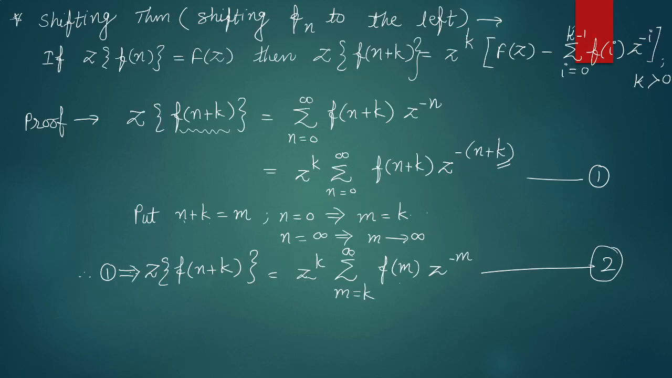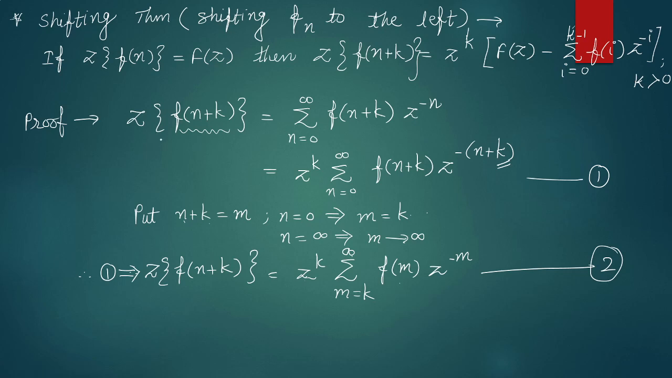Now, the shifting theorem is shifting f of n to the left. For this, the z transform of f of n plus k equals z to the power k into F of z minus summation i equal to 0 to k minus 1 f of i z to the power minus i, where k is greater than 0.